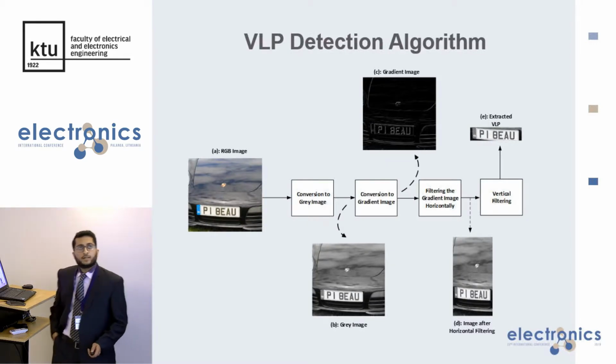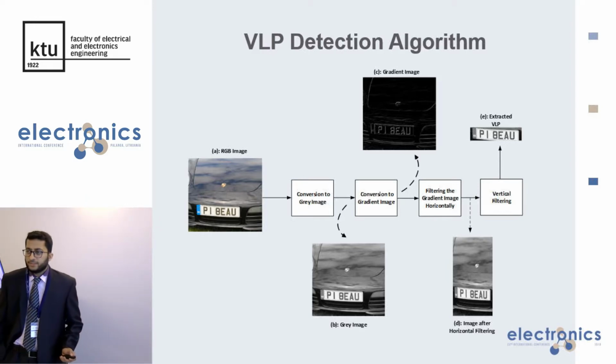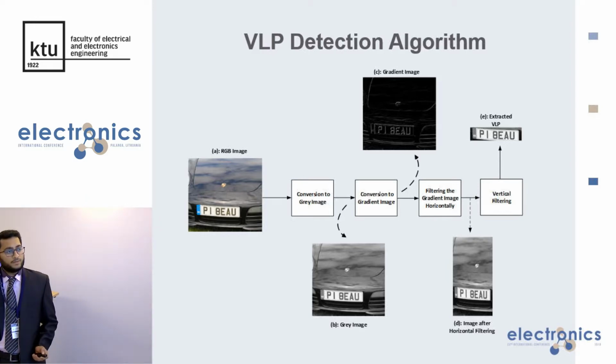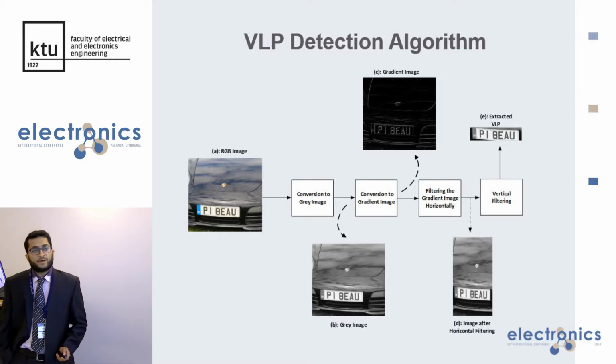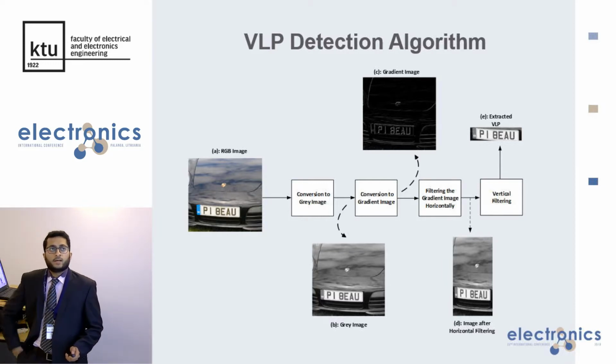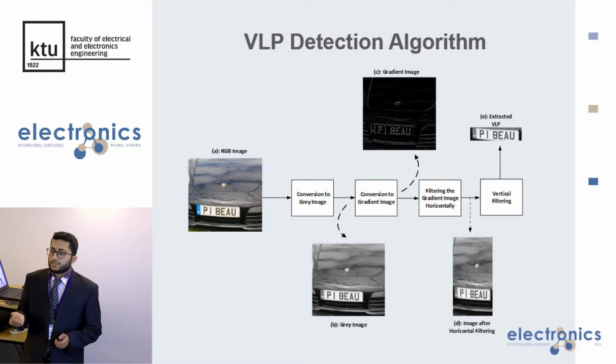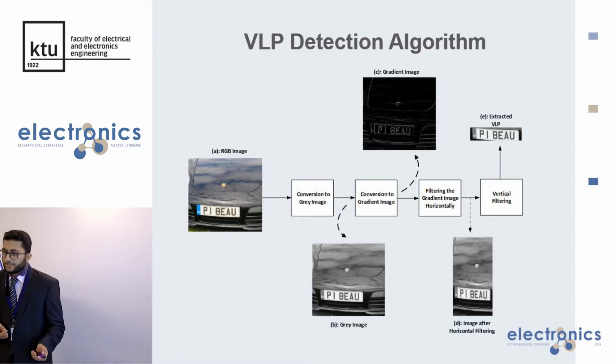So this is the detection algorithm. We have the RGB image of the vehicle. First we simply convert it to a grayscale image, and then we find the gradient of the image. How do we obtain the gradient of the image? We select a pixel, and we subtract the grayscale value of the pixel from the grayscale value of the neighboring pixel.